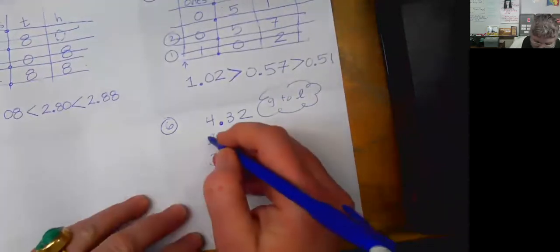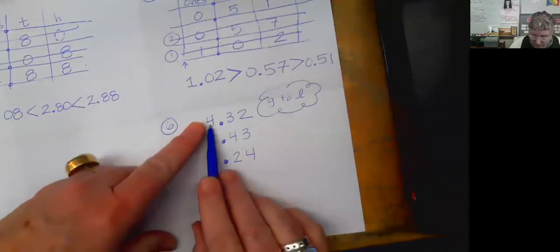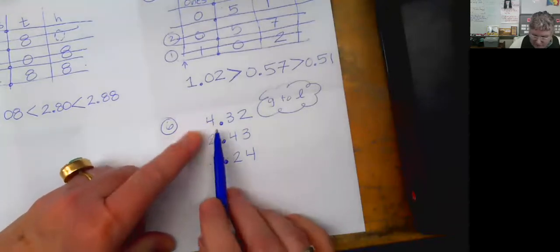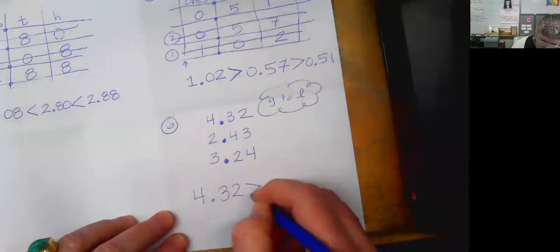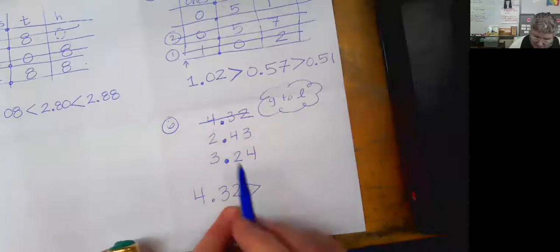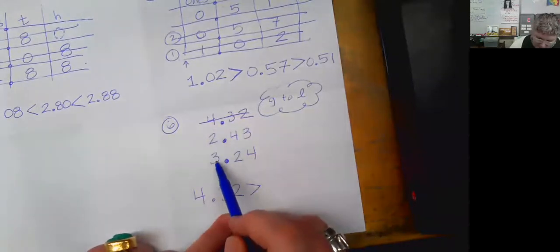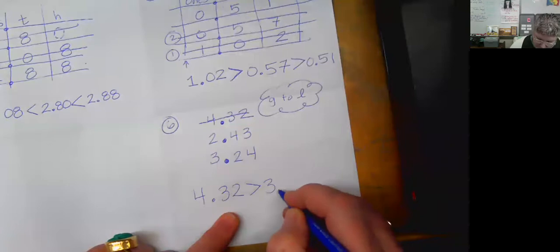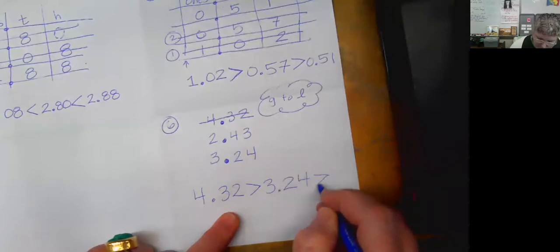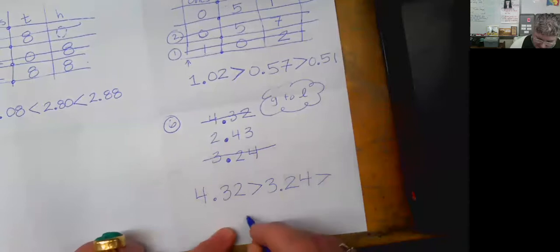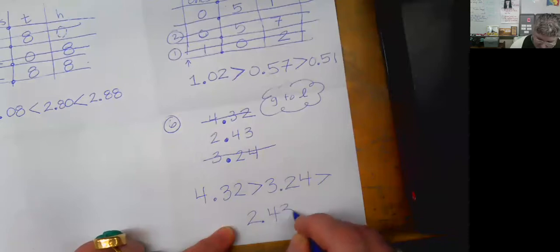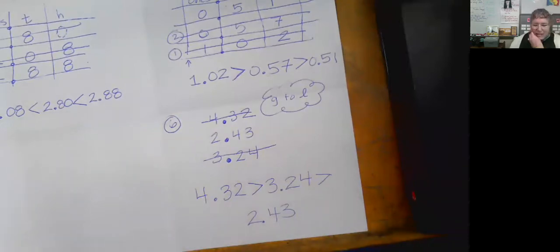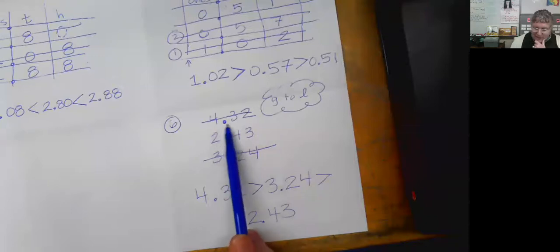So I haven't even labeled it or put lines. I'm starting right here, 4, 2, 3. Which one's the greatest? 4. Next, definitely 3. And then the last is 2 and 43 hundredths.